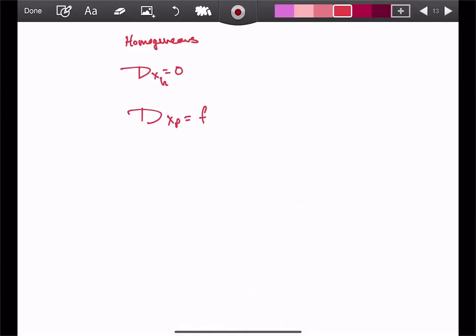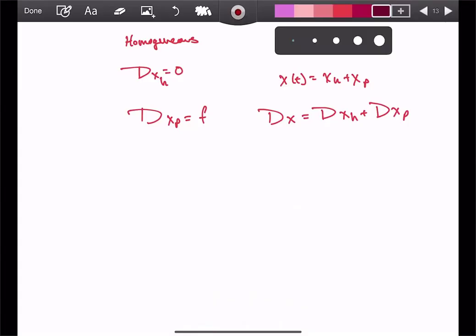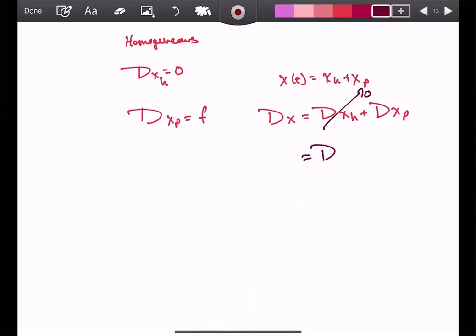So let's think about this. That means my total solution, x of t, will be equal to our homogeneous solution plus our particular solution. So our differential operator acting onto the total x is our differential operator acting onto the homogeneous portion, plus my differential operator acting onto my particular solution. Again, using that superposition, this term, as we said over here, is simply 0. So this is the same thing as D acting onto my particular solution, which is the same thing as simply f.